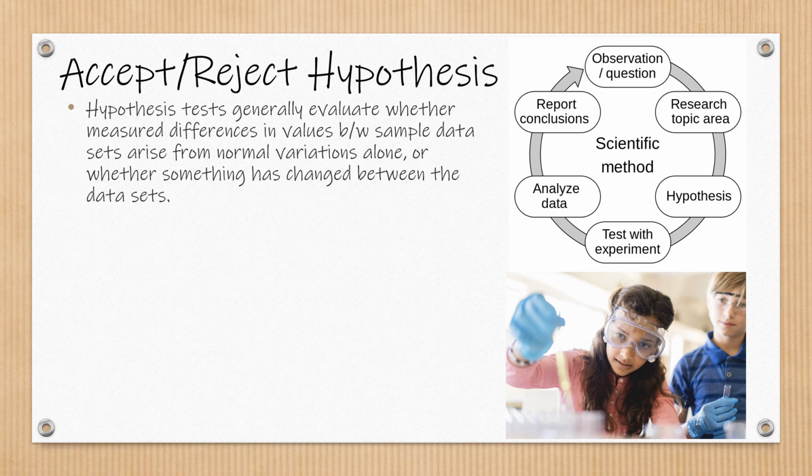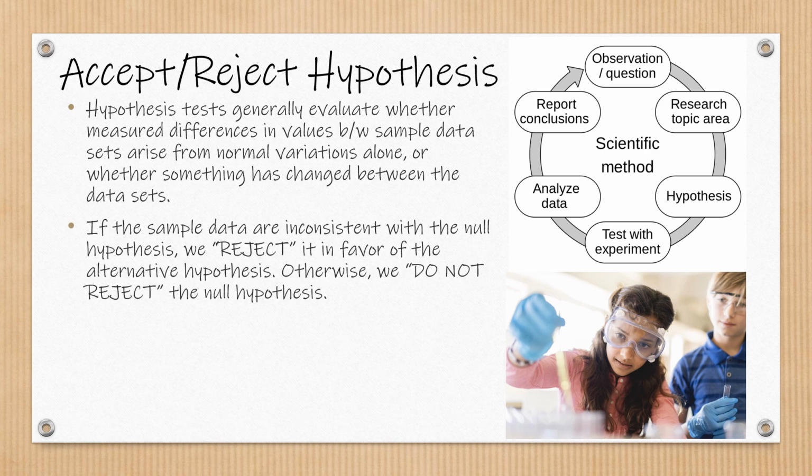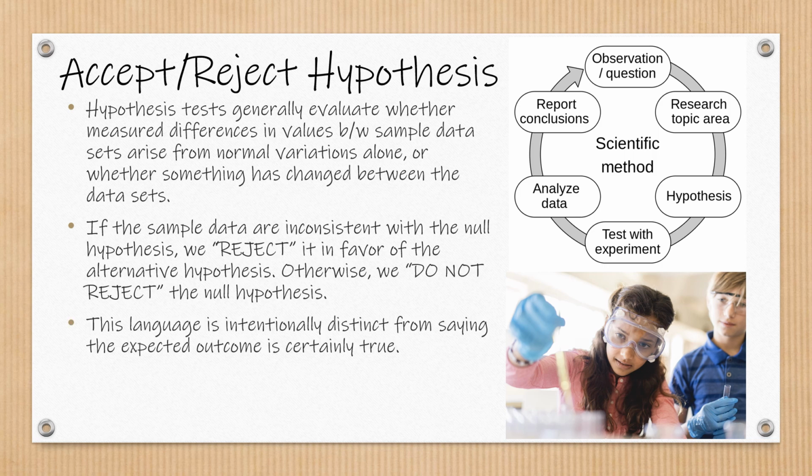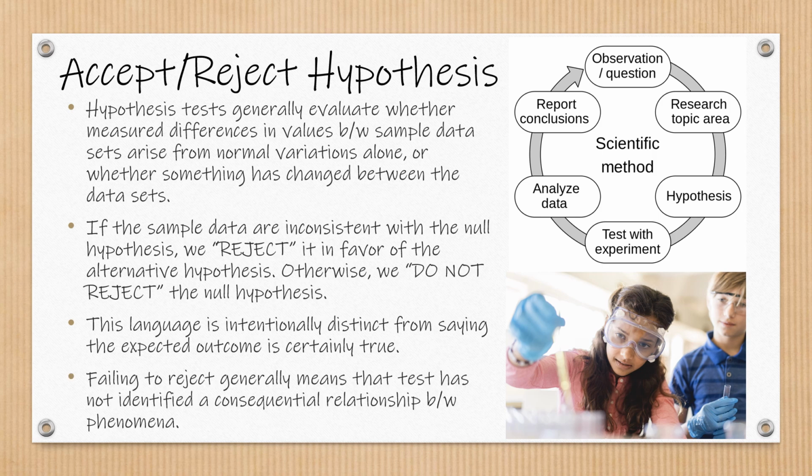Hypothesis tests generally evaluate whether measured differences in values between sample data sets arise from normal variations alone, or whether something has changed between the data sets. If the sample data are inconsistent with the null hypothesis, we, quote, reject it in favor of the alternative hypothesis. Otherwise, we do not reject the null hypothesis. This language is intentionally distinct from saying that we expect the outcome to be certainly true. Failing to reject generally means that the test has not identified a consequential relationship between some phenomena.